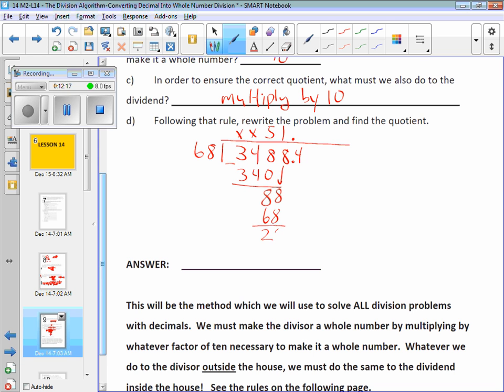Am I done? I have to keep going until it terminates or repeats. 68 into 204 equals. What is 68 times 3? Hey, there we go. Nothing but zeros to bring down with nothing left. I'm done. My answer is 51.3.